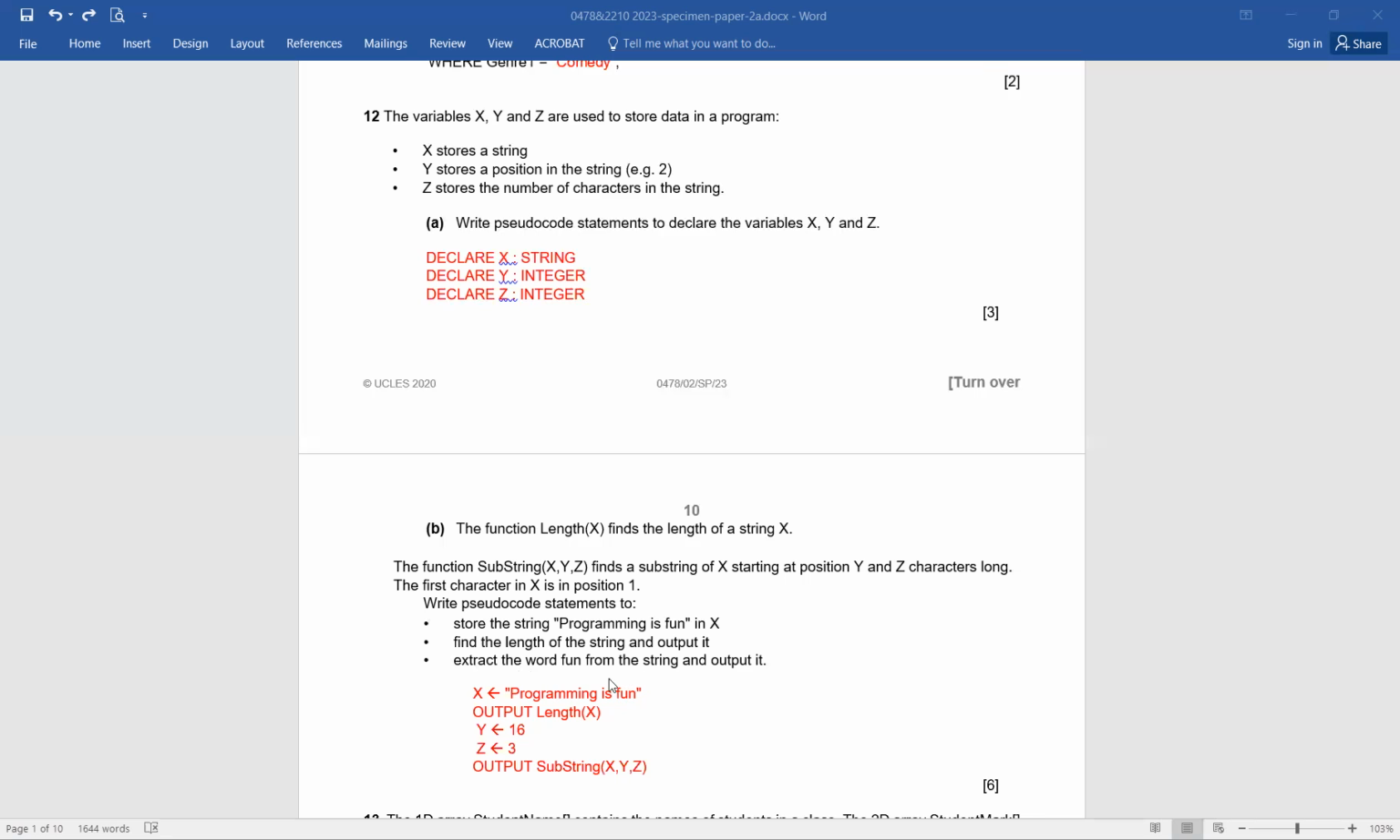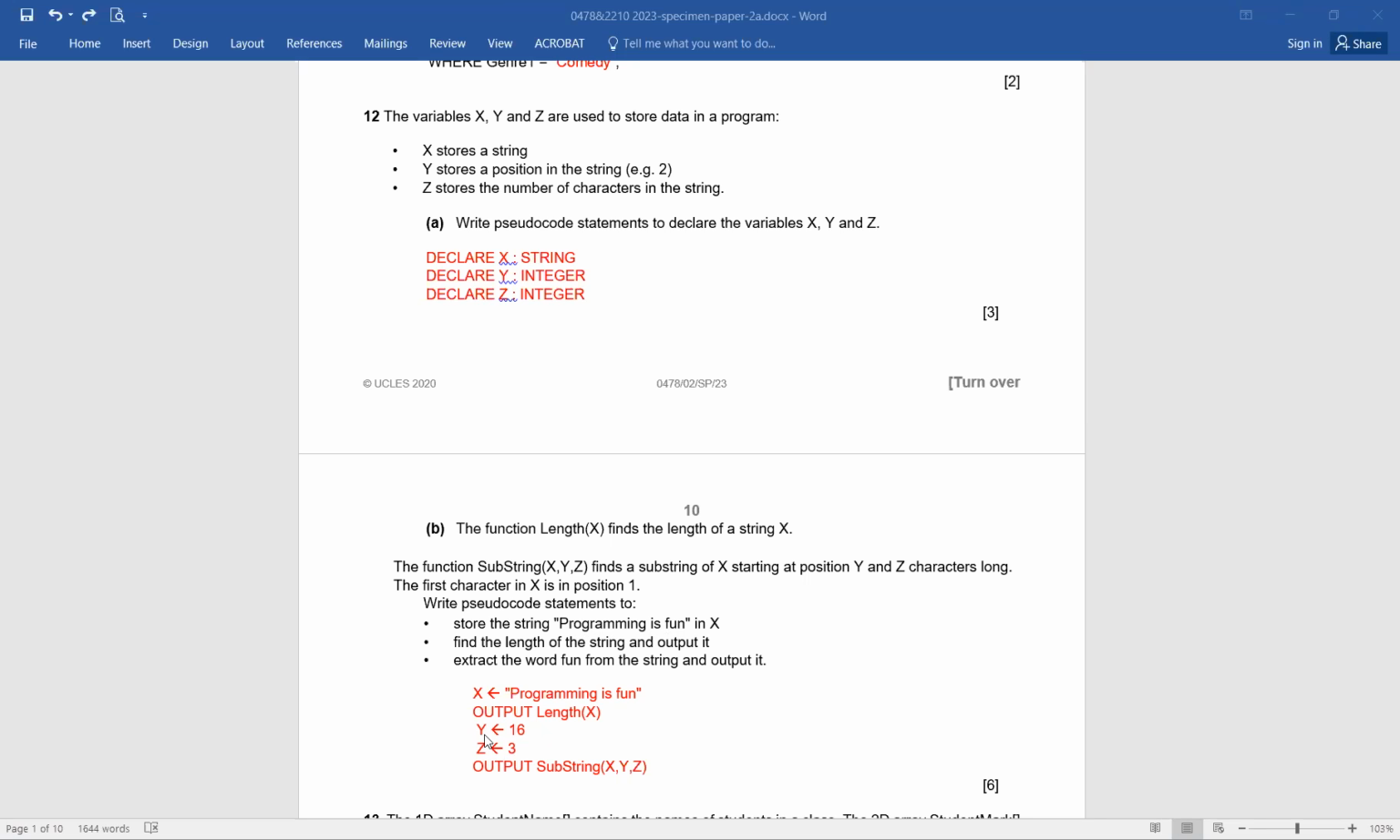You have to extract. So see, where is fun? Just count. You need to figure out that you need to have three letters. Where is the first letter starting from? P. P is 1, 2, 3, 4, 5, 6, 7, 8, 9, 10, 11, 12, space included, 13, 14, 15, space included. Fun is starting from the 16th position.